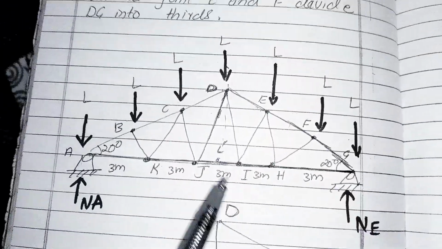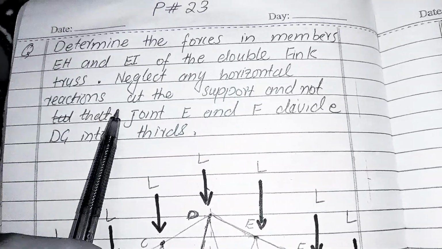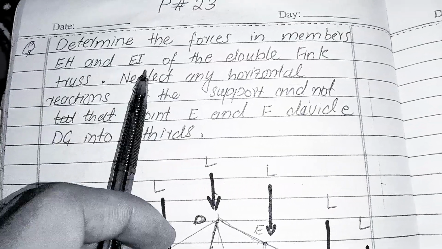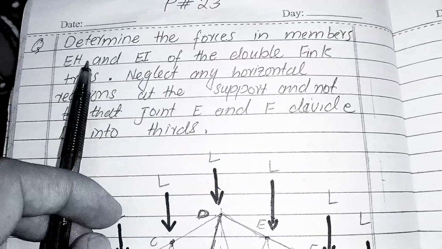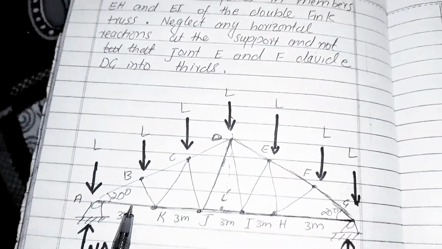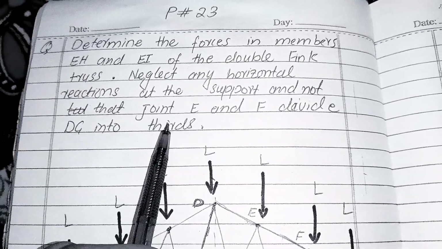So in this problem, this is the loaded truss in which we will find the force in member EH and EI, only in these two members. So we neglect the horizontal force at the support, the horizontal reaction force at the support.